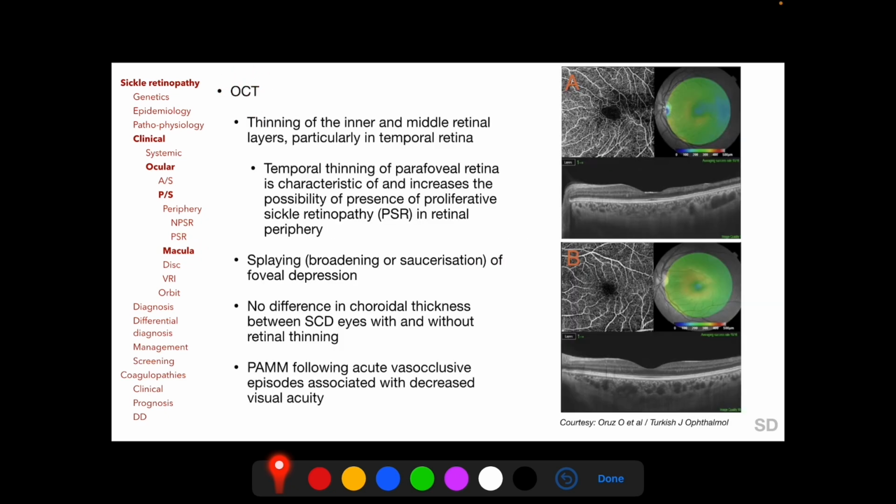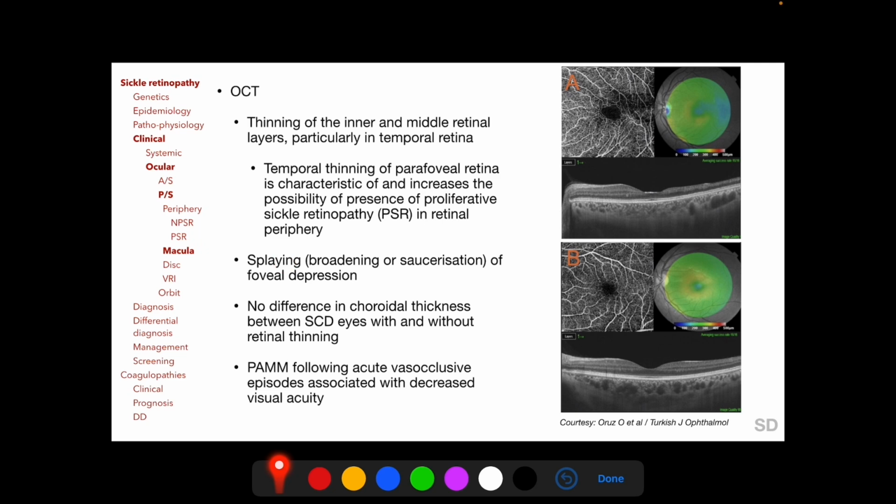OCT in eyes with sickle cell maculopathy shows thinning of the inner and middle retinal layers, particularly in the temporal retina, as seen in this OCT in a patient with sickle cell disease in comparison to this OCT in a normal individual. This temporal thinning of parafoveal retina predicts the possibility of proliferative sickle retinopathy in retinal periphery and indicates the need for fluorescein angiography or ultra-wide field fluorescein angiography to detect the latter.